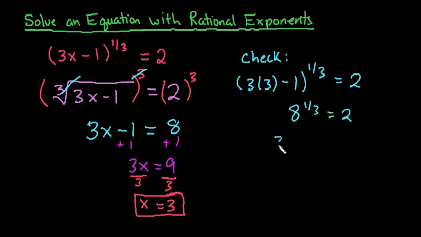And remember that this is really just the cube root of 8. And so we're asking ourselves, if I take 2 times 2 times 2, 3 times, do I end up with 8? And I do. So we end up with 2 equals 2. So this is indeed our solution.